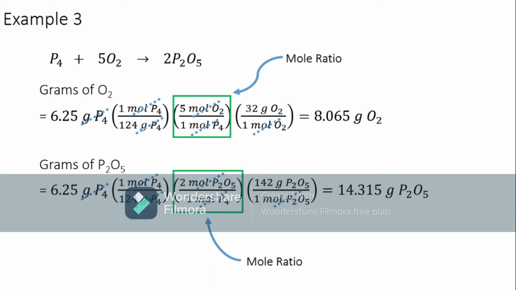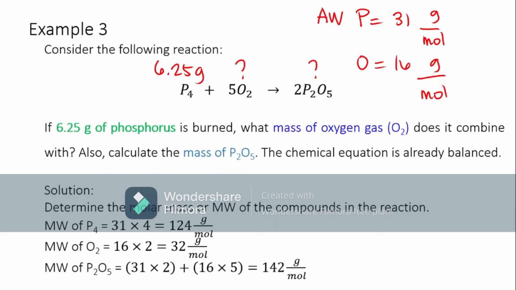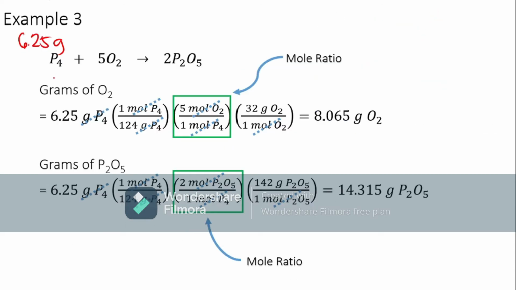So, for cancellation of units tayo dito. Ang given sa atin ay 6.25 grams. Ang atomic weight na to, usually kapag ako naglalagay, ang atomic weight na nalagay ko sa baba. So, ang atomic weight ni P4 ay 124 gram per mole. Hindi ko na nasusulat yung unit. O2, this is 32. Then P2O5, this is 142 gram per mole.